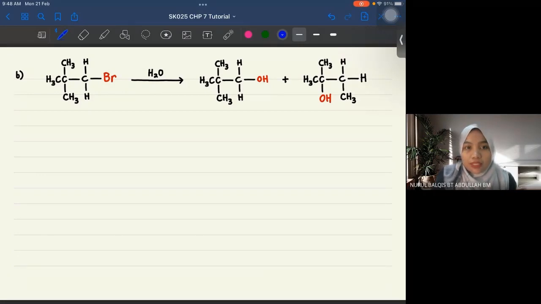Okay, right. So the next one, the questions gives you the reactions of this compound. Dia cakap you ada CH3, CH3, Miss. Apa nama compound ni bagi tahu saya.